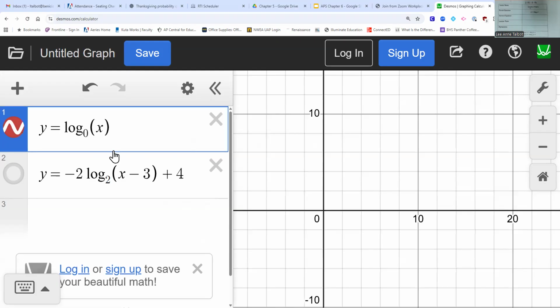Okay, here's another fun, interesting fact. No negative bases either.